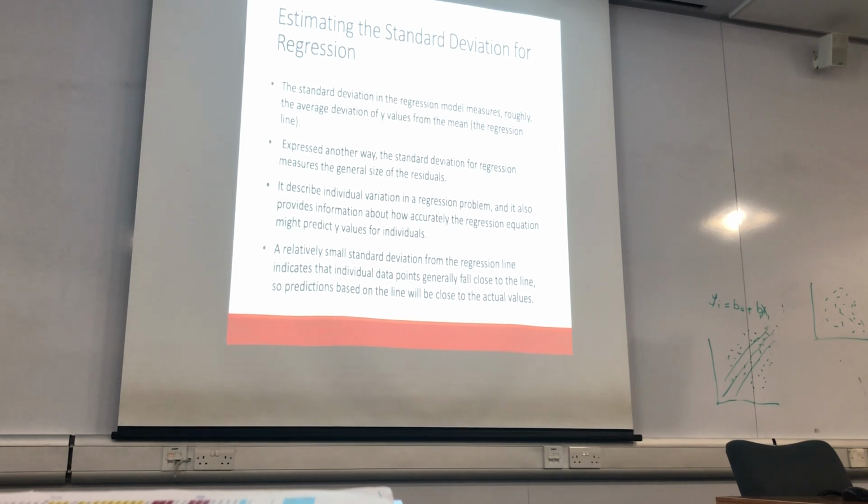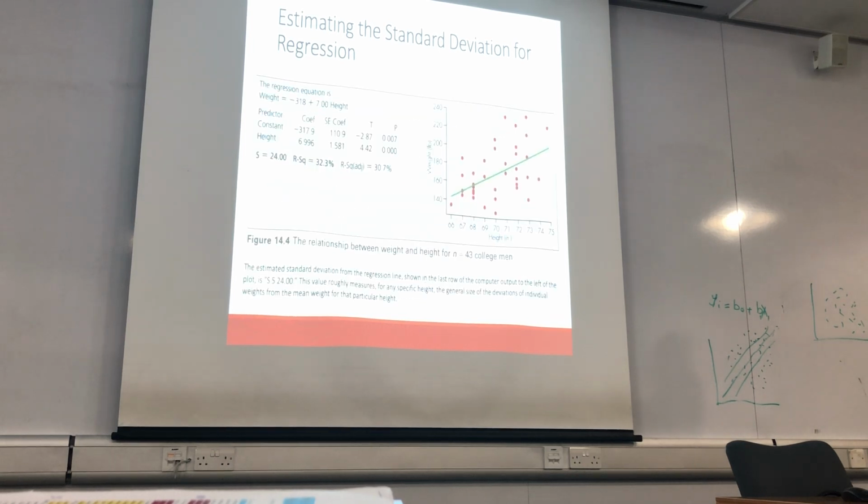Okay, describes the variation in a regression problem and it's also provide information of how accurately your regression. A relatively small standard deviation from the regression line indicates the points are generally close to the line. So it's the same thing which we did. إذا كان هذول الخطين أقرب حق اللاين معناته there is a smaller standard deviation. Okay. It's like the confidence interval. إذا كان standard deviation كبير confidence interval تصير wide بينما إذا كان small تصير narrow.